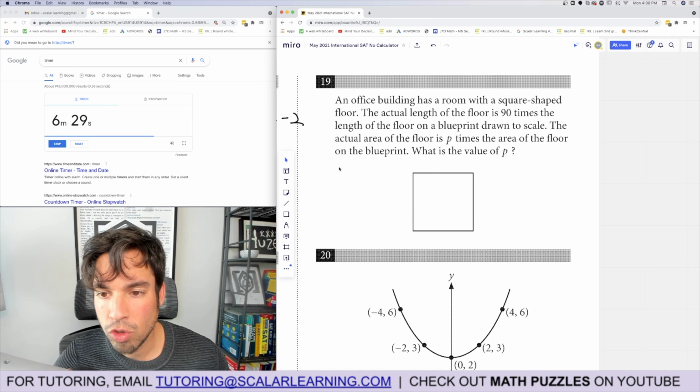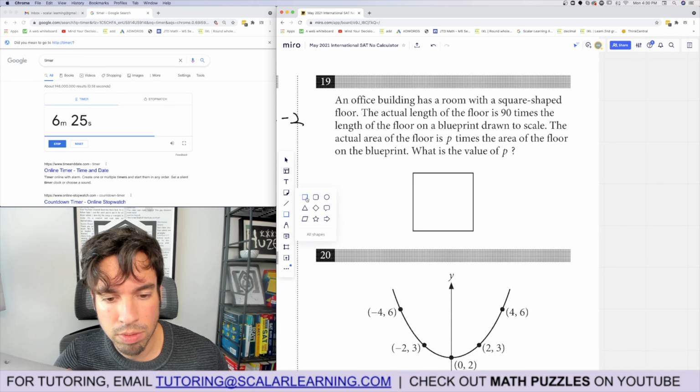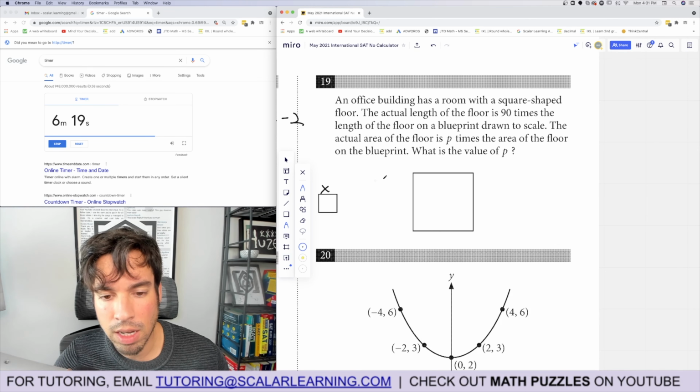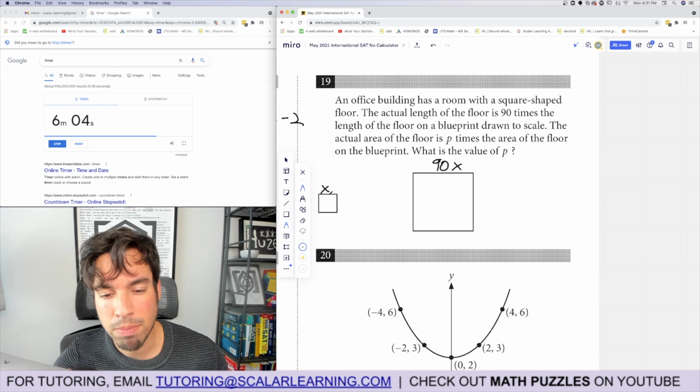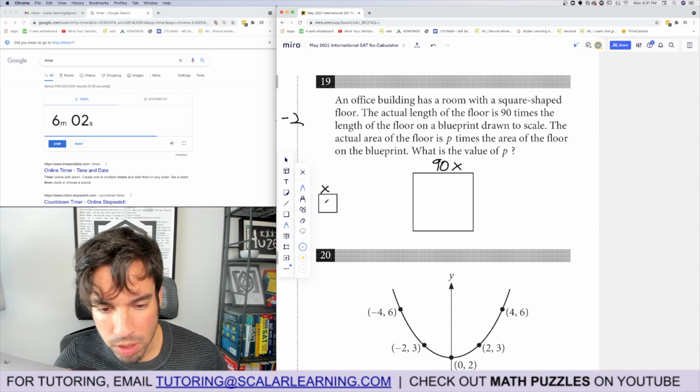The actual length of the floor, and then we got a blueprint. So the actual length of the floor is 90 times the blueprint. The actual area of the floor is P times the area from the blueprint. What is the value of P? All right, I think I know it, but I'm going to show you step by step.